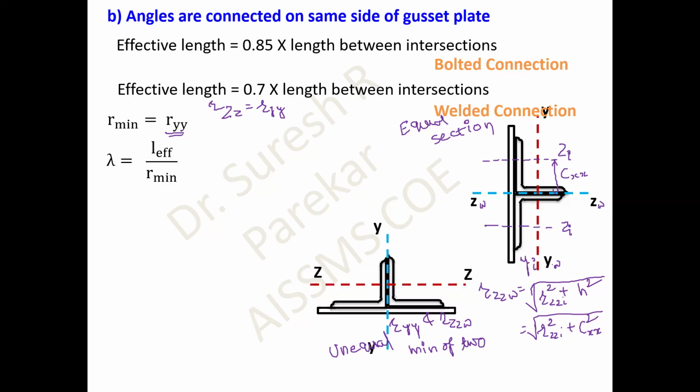Then in this case we have rzz as minimum, because ryy again we have to find out. My individual axis is ryy over here and over here, and then we have to find this value.